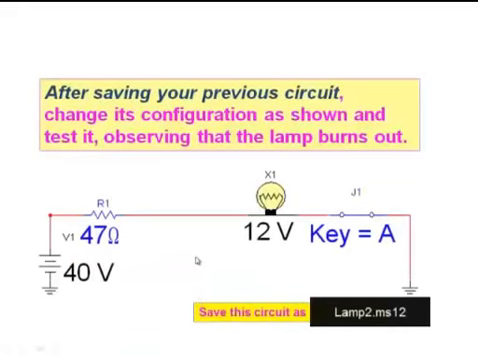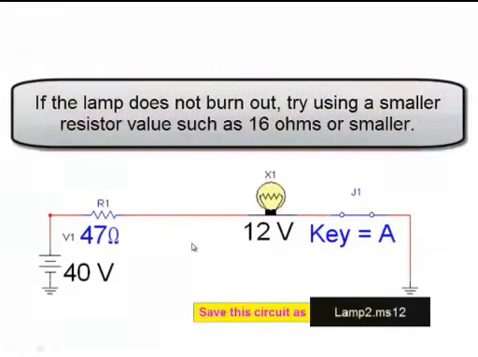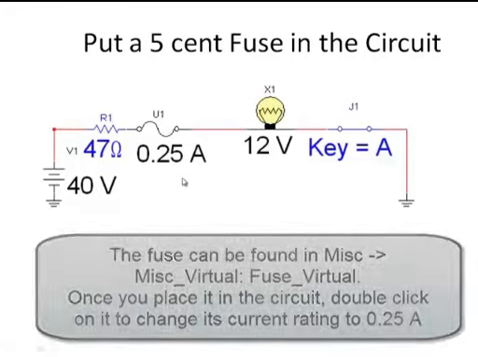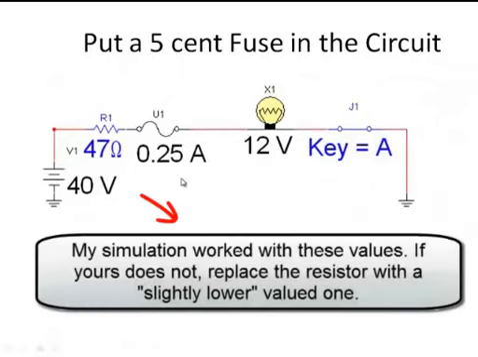What I would like you to do is, after you save your previous circuit, change its configuration as shown and test it and observe that the lamp burns out. What we're going to do is we're going to put a fuse in here. And the fuse is rated at 1/4 of an amp, which is 0.25 amps. And we're going to see the effect of putting this 5-cent fuse in the circuit that contains a $1,000 lamp.